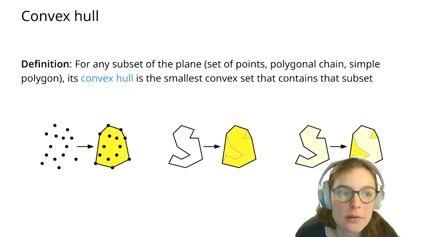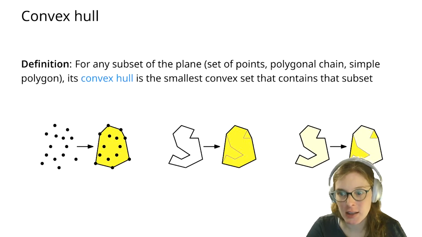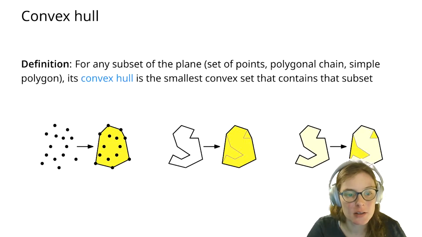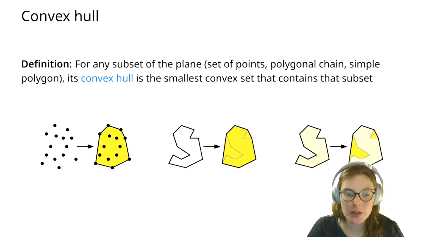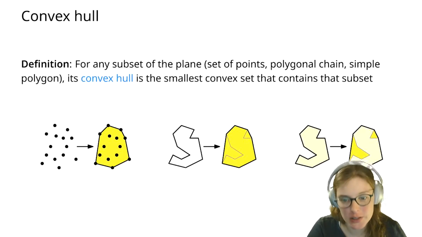Okay, so now we are ready to define a convex hull. For any region in the plane or for any subset of the plane, its convex hull is defined as the smallest convex set that contains that subset. So here on the bottom you have 3 examples. The bottom left is depicting the convex hull of a set of points. In the middle, a chain of segments, and on the right, a convex hull of a simple polygon. In all these cases, you can see that a convex hull is indeed the smallest convex set that completely contains the given region or a set of points.